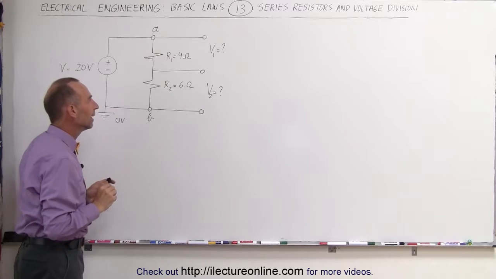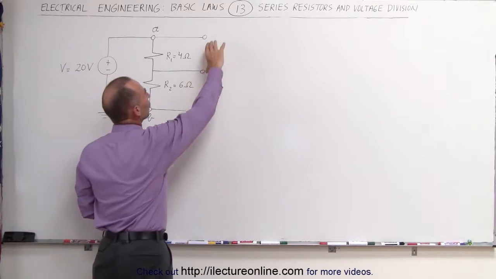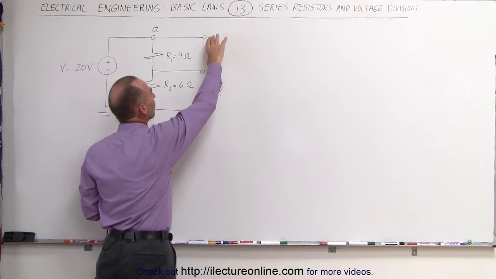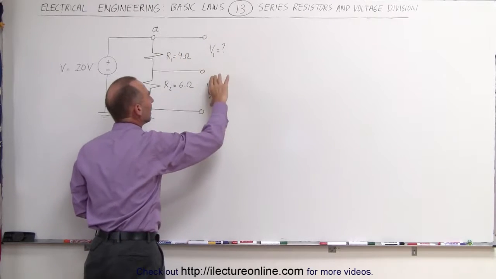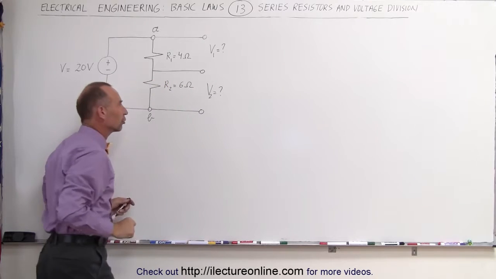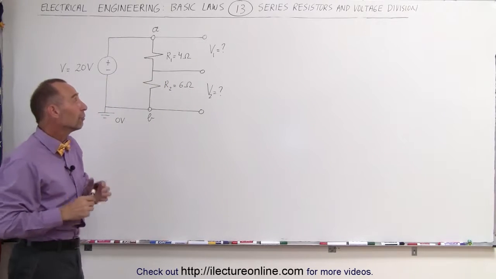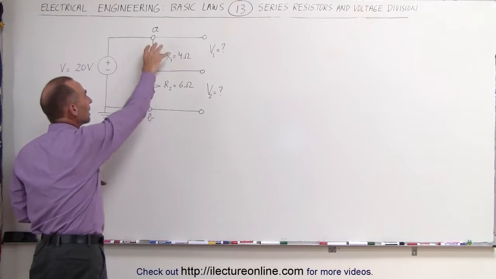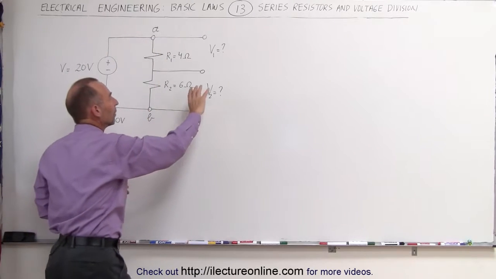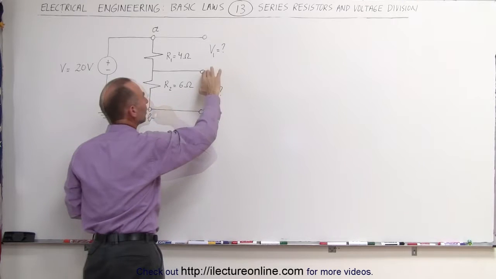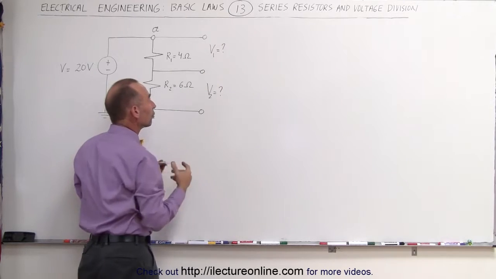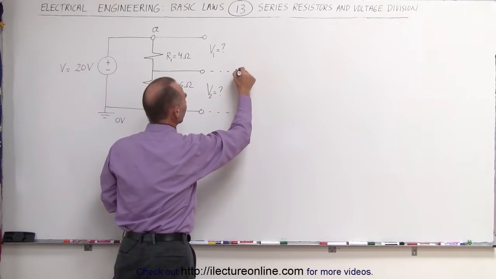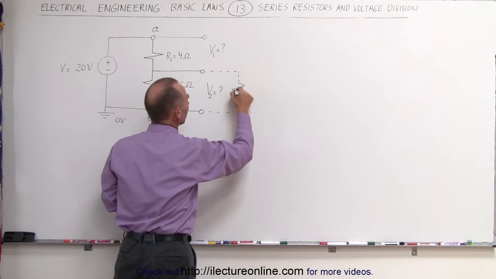And now what we're trying to determine is what is the voltage drop across V1 and what is the voltage drop across V2. V1 is the voltage drop across R1 and V2 is the voltage drop across R2. The reason why we call this a voltage divider is because we can take a 20 volt source and with a combination of two resistors like this, turn this into a lower voltage onto which we can actually put another load. For example, we could put a load resistor.